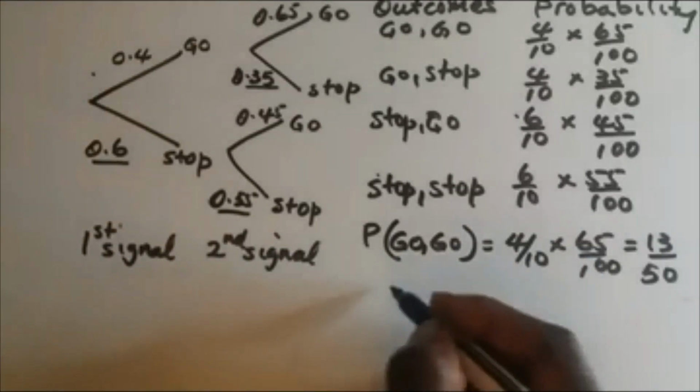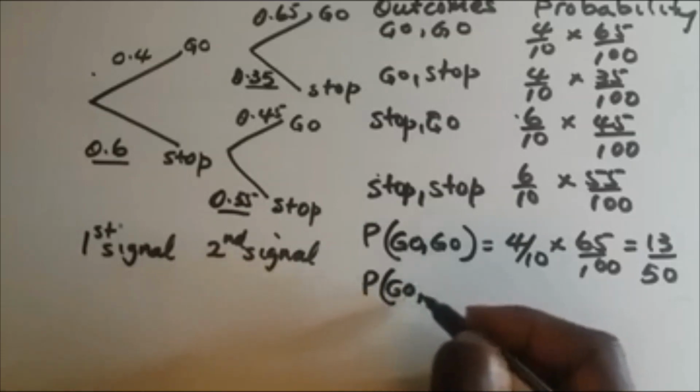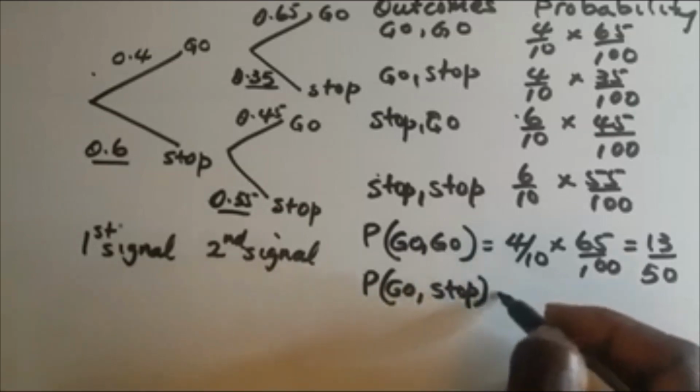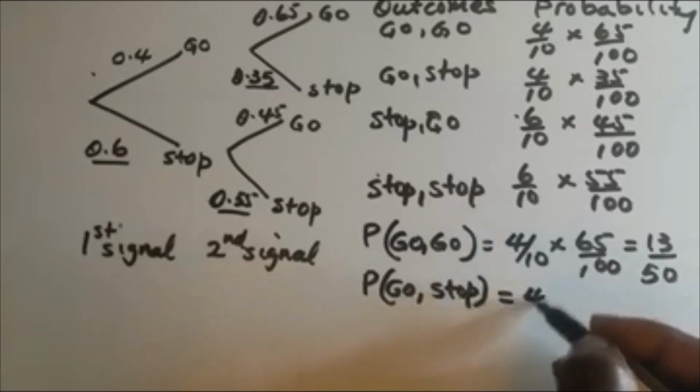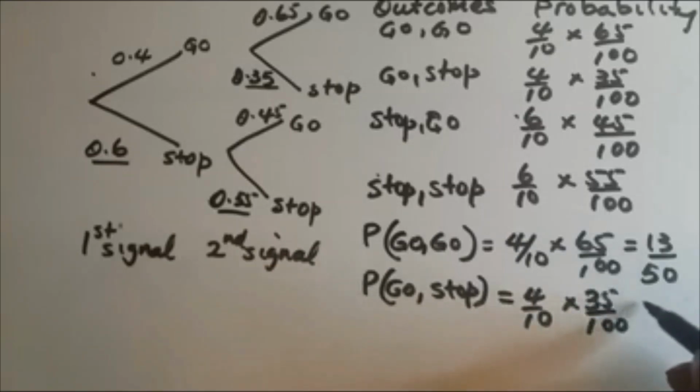What about the probability of a go, that's the first signal, and a stop on the second? That'd be 4 out of 10, 35 over 100. That gives us 7 out of 50.